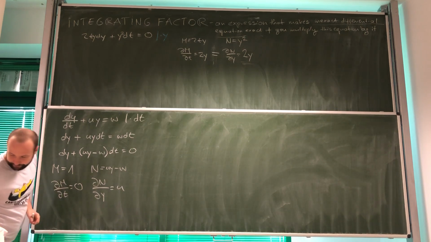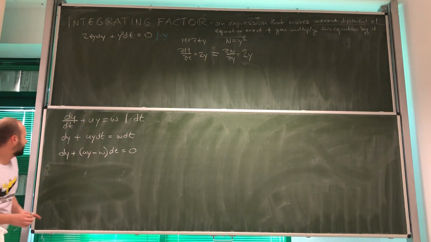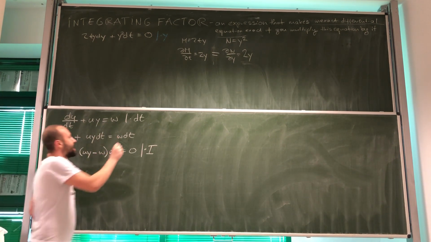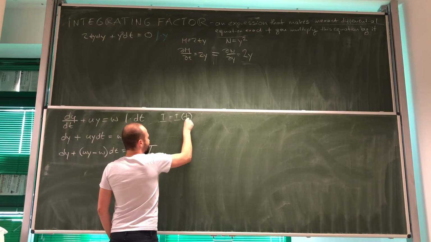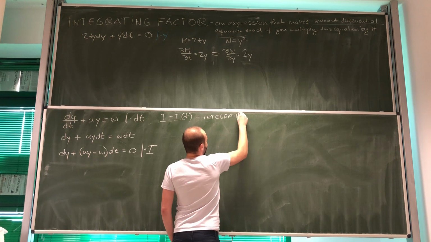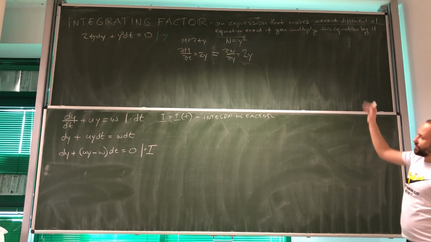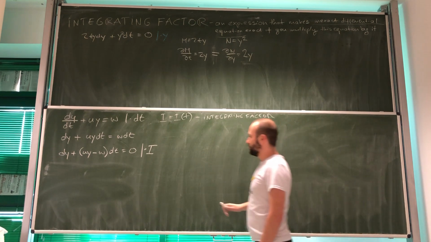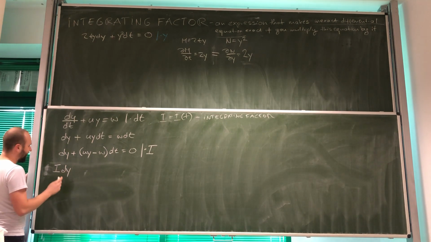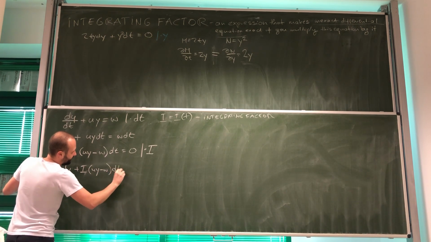So now, what I'm going to do is to do a very simple trick. Look, I'm going to multiply both sides of this equation by I, where I is some function of time, and we're going to call it integrating factor. So this is the factor that we had described over here. Okay, so look, what is now changing? Look, here we have expression that looks like this. I dy plus I (uy minus w) dt equals zero.